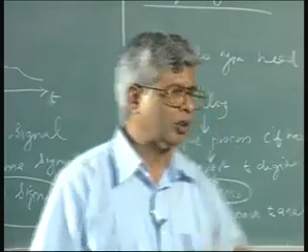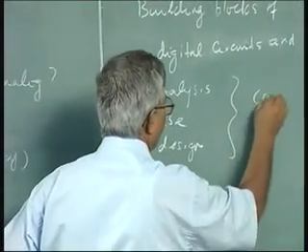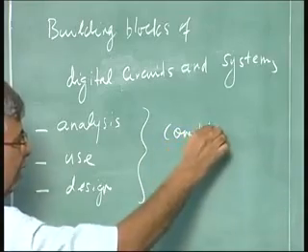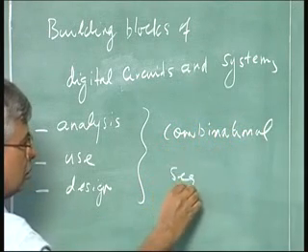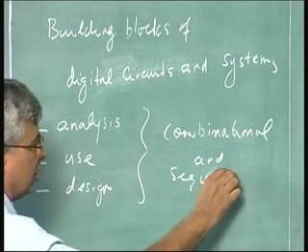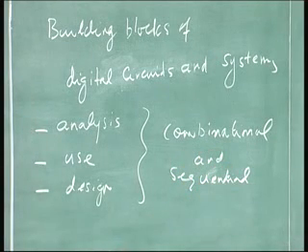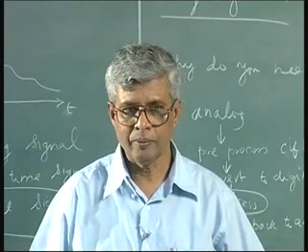There are two types of circuits basically. One is called combinational, the other is sequential. Both come under the same digital category. I will define the difference between these two a little later on. So in a nutshell, if you want to know the course content, we will be doing the analysis, use and design of combinational and sequential building blocks which are required for digital circuits and systems. One sentence course formulation. Okay?